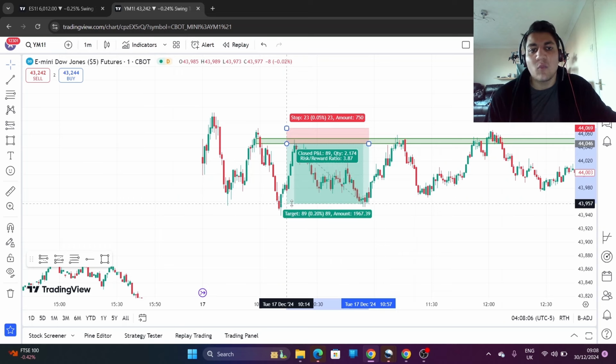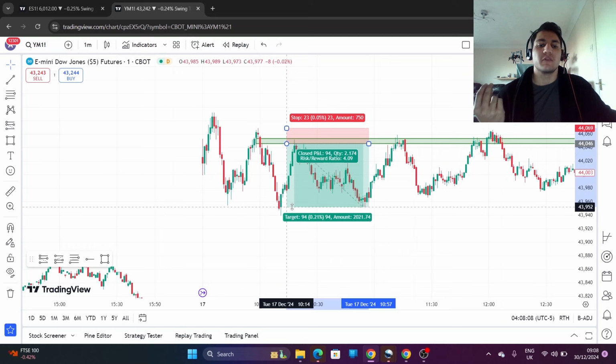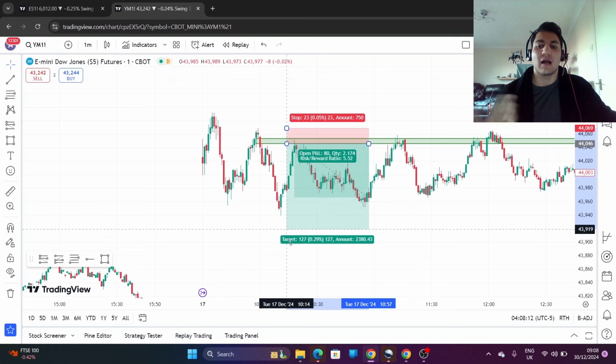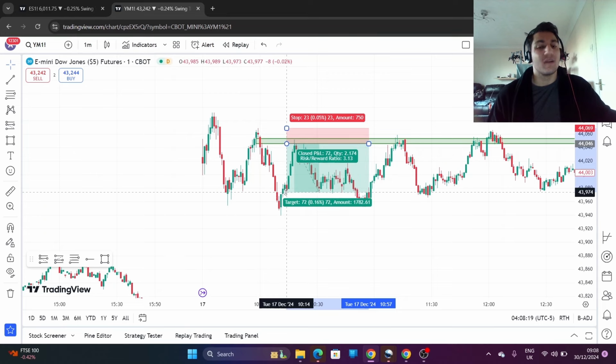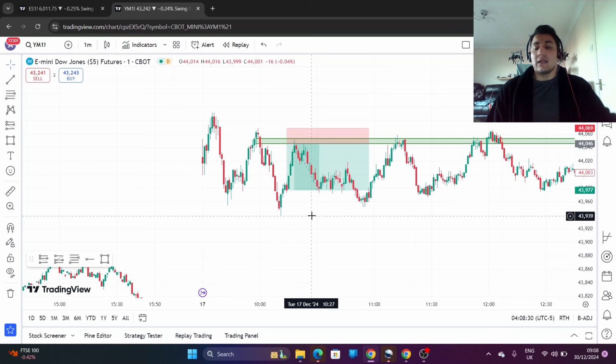Now, this is why I'm a big believer in aiming for at most a 3-to-1. If you aim for a 4-to-1, you just about get it. But if you keep aiming for a higher and higher risk to reward ratio, you're going to miss out, especially for indices on the 1-minute chart. At most, aim for a 3-to-1, or at least take partials. So 3-to-1, nice and easy, a high probability risk to reward ratio. A 3-to-1 risk to reward ratio is perfect, like that.